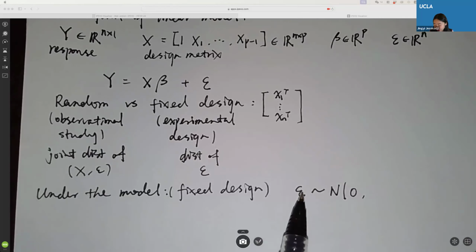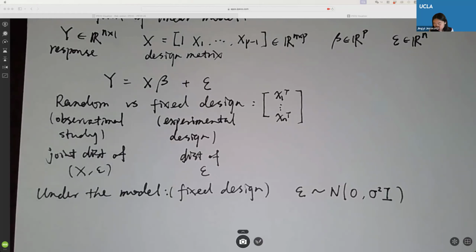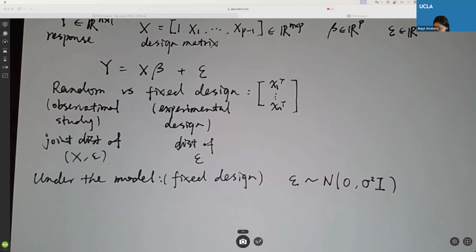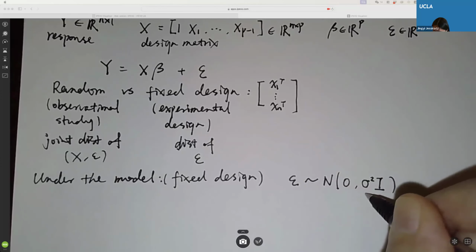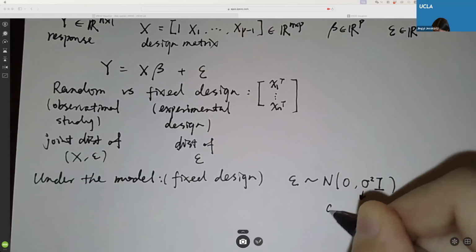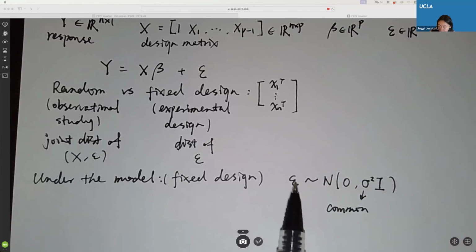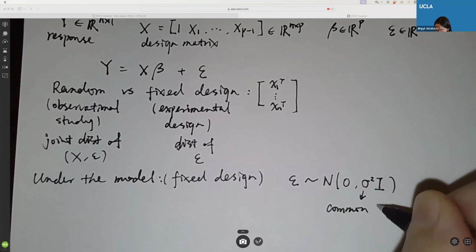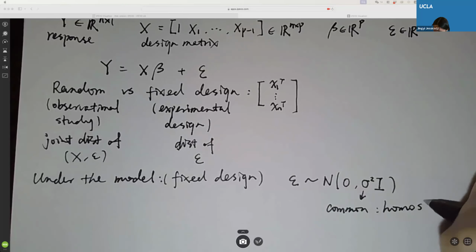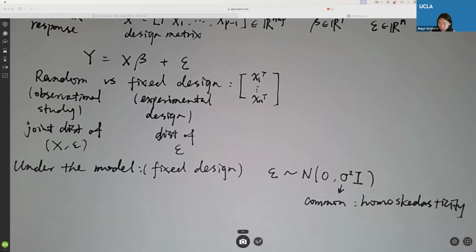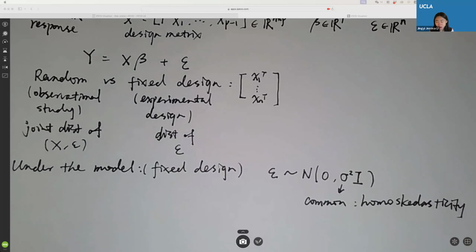But here we make it simple. We just assume sigma squared, a scalar, times the identity matrix, which means that we're assuming all the error terms have the same variance sigma squared and they are uncorrelated. Under Gaussian, they are basically independent. So we have this assumption of a common sigma for all epsilon i's, for all the errors. This is called homoscedasticity. It's a very long term. Some of you might have seen this term, but when people use it, it means the common sigma.